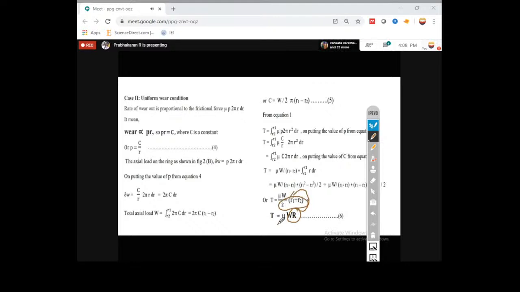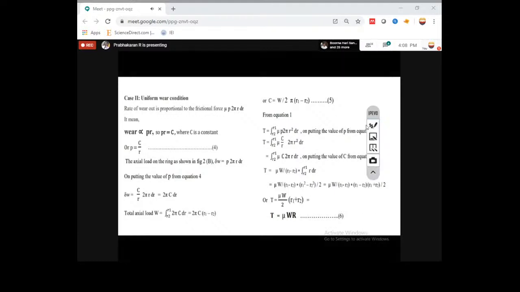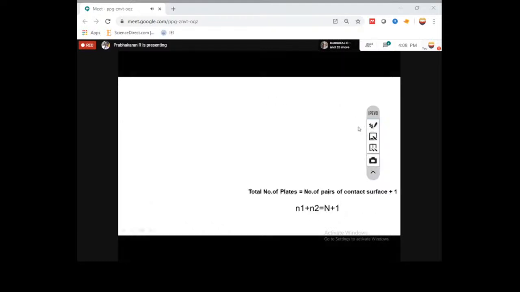Here you can take N as the number of pairs of surfaces in contact. This is a very important thing you should remember for solving problems. Next, I'm going to talk about further things regarding the derivation. These things are very important, as many students are confused about this portion.